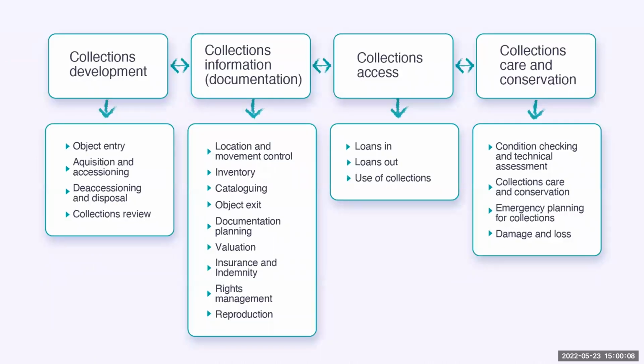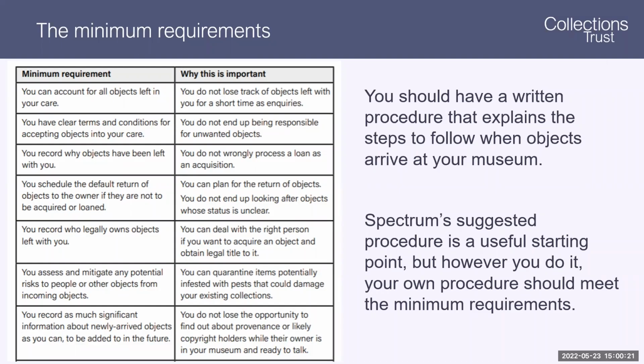Although there's likely to be crossover, the Spectrum procedures might fall under these policy areas, as you can see in this image. The standard also includes a set of minimum requirements you need to meet in your museum's own written procedure. This section includes an explanation of why each requirement is important, highlighting any risks, including legal, ethical, or security risks. For example, you must record why objects have been left with you so that you can process them correctly.